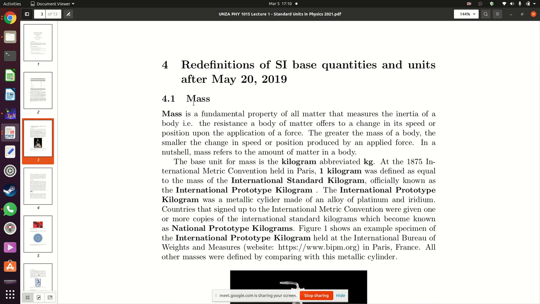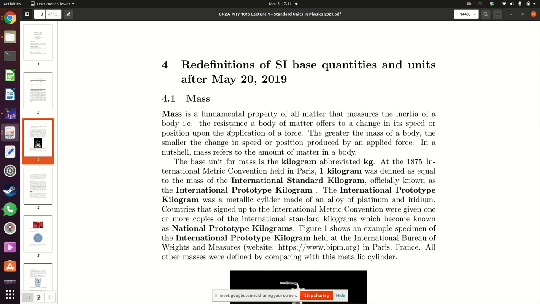So to start with, mass. We defined mass as a measure of the inertia of a body. Inertia being the resistance which a body offers to change in motion or to change in position. So if a body refuses to change position when you apply a force, when you're trying to push something, then it offers more resistance. That shows that that body has got more mass.